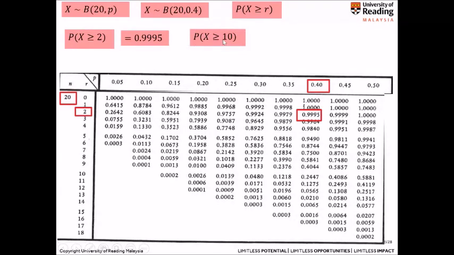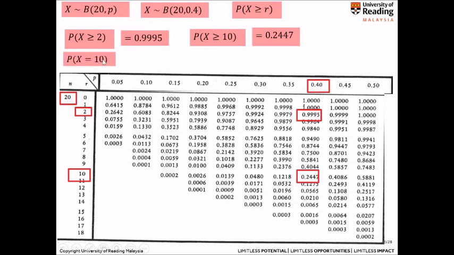Now, for x greater or equal to 10, you look for r equal to 10. Then under the column here, the probability 0.40, you will get the answer 0.2447.